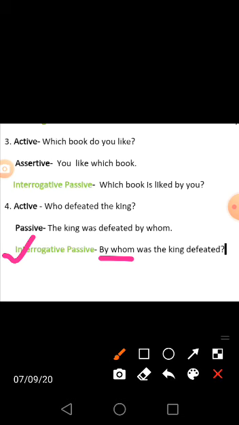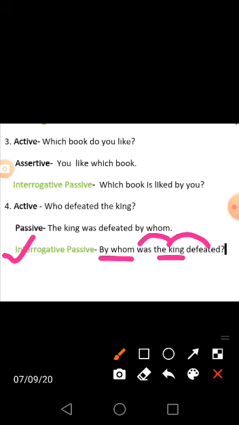And the final answer, interrogative passive: by whom has come in the beginning. Now was the king defeated. So see, the king is in the middle, before it was and after it defeated, and that's why now it has become interrogative passive. By whom was the king defeated? Hope this much is clear.